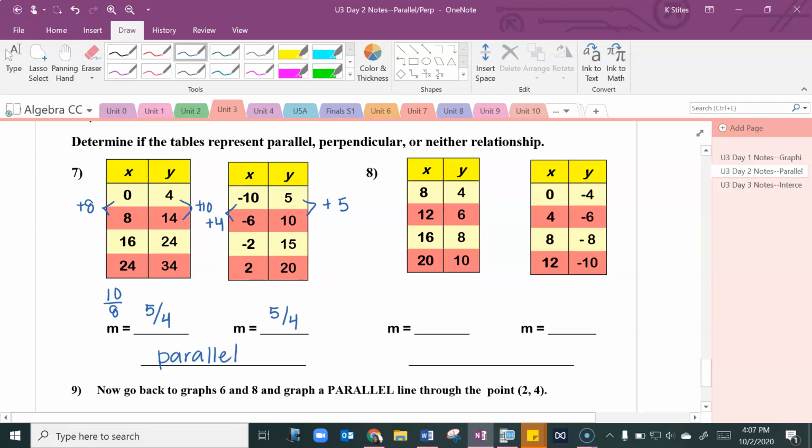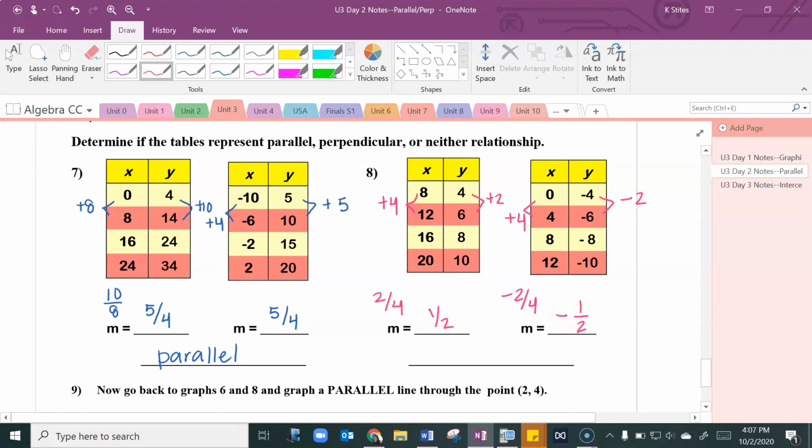Let's try another one. Do your jumps. 4 to 6, up 2. 8 to 12, up 4. This is 2/4. Make sure you simplify that to a 1/2. All right, now we do the other one. -4 to -6, these numbers are getting smaller. This is going down. 0 to 4, up 4. -2/4 is still a 1/2, but it's a negative.